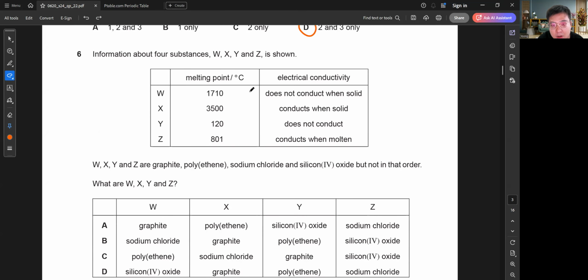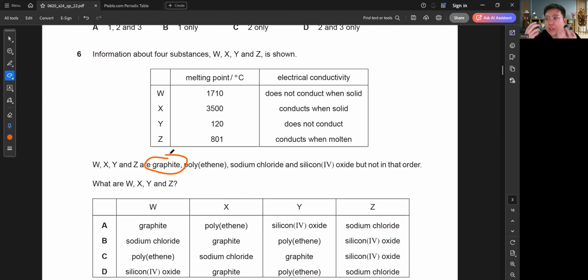Number 6 here. Information about W, X, Y, Z. So we have different melting and boiling points, and whether they can conduct electricity. They say W is graphite, X is polyethylene, Y is sodium chloride, and Z is silicon oxide. But not in that order. So graphite can be W, X, Y, or Z. It can be anything, but the choices are these 4.